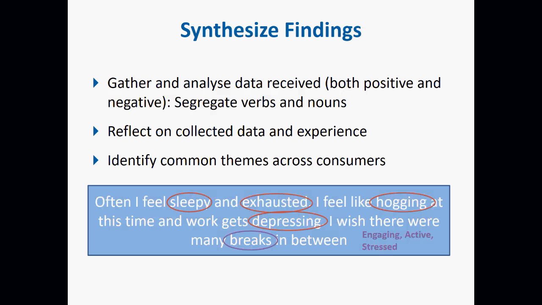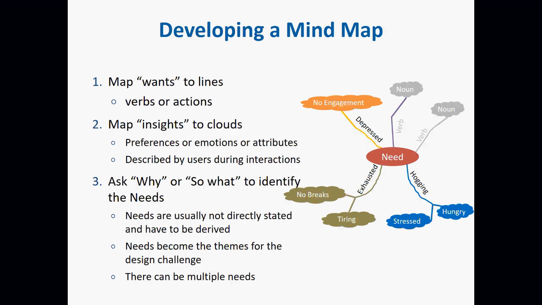So synthesizing findings is all about segregating the verbs, segregating the nouns, and keeping them separate. Once this is done, a mind map could be a good way to picturize all of this information in a good way for people to start analyzing better.